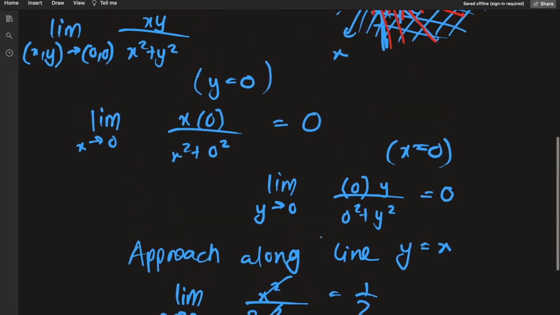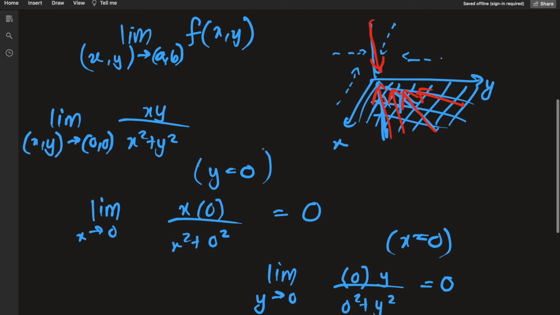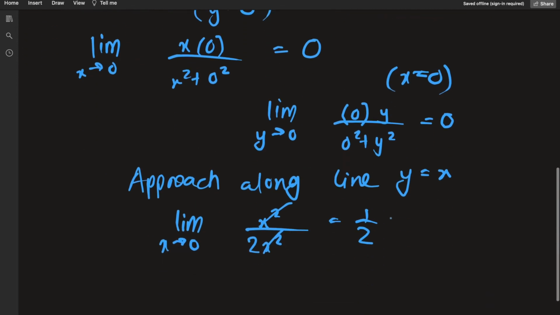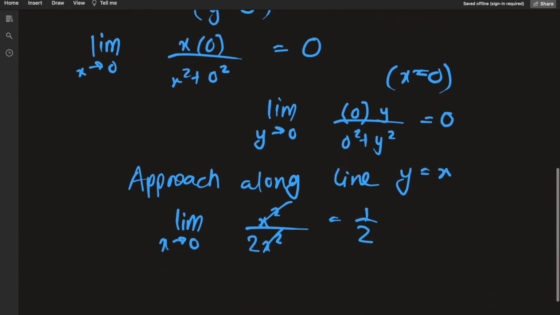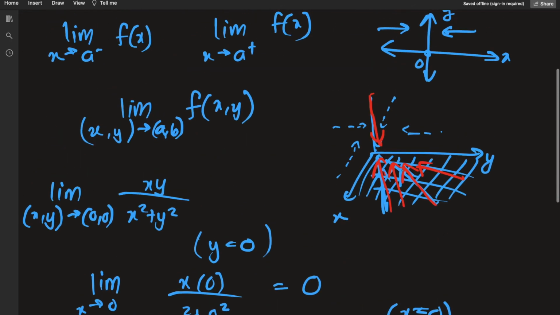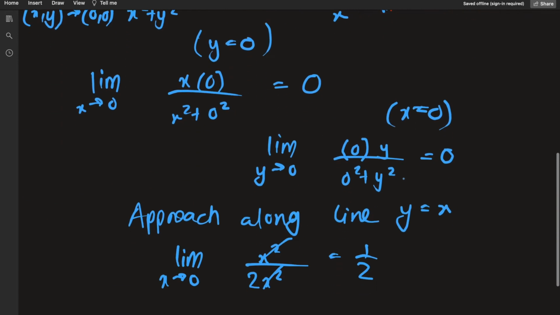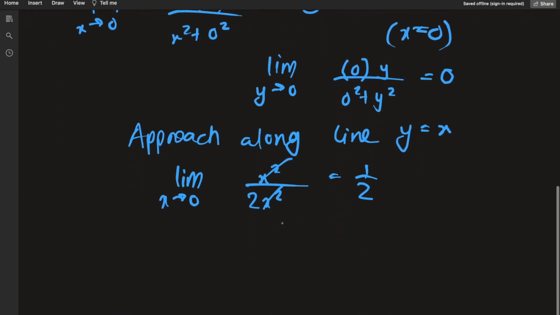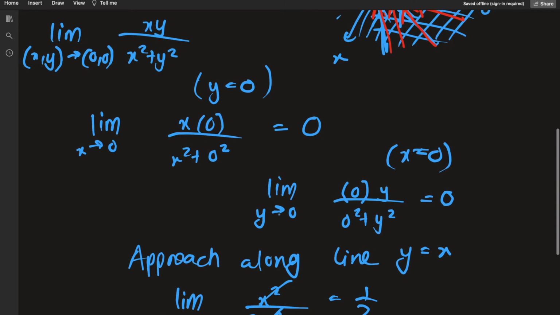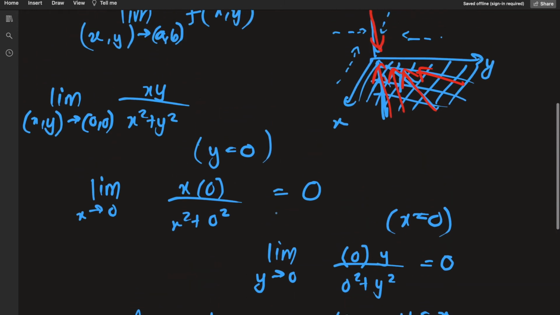So look what's happening. If we approach the origin along the axes, we get 0. But if we approach the origin along this line y is equal to x, we get 1/2. So we're getting different values by approaching in different directions, which means there is some preference for a direction, and that's not how limits are defined. So this limit does not exist because we are getting different values in different directions when we approach the origin.